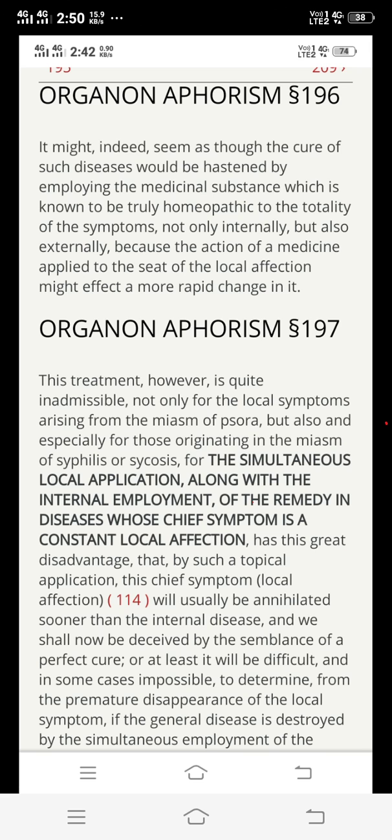And in this way the disease becomes incurable when you use the same medicine externally and internally also in the case of dynamic local diseases. So this is aphorism number 197, about not using the same medicine internally and externally, and why it is not used, the reason given in aphorism number 197.